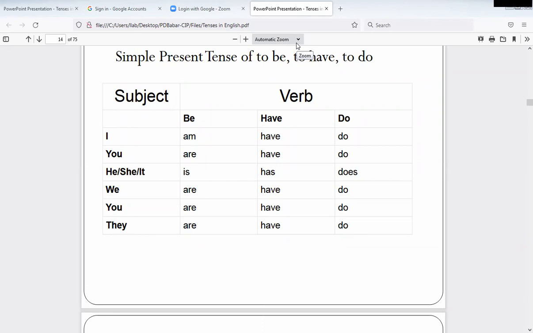And the do form that we will use after he, she, it is does. So he does, she does, it does. After he, she, it we are using does as a form of verb. He does, she does, it does.